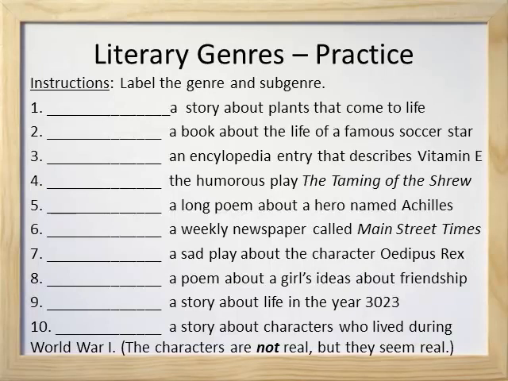Number 5. A long poem about a hero named Achilles. Number 6. A weekly newspaper called Main Street Times. Number 7. A sad play about the character Oedipus Rex. Number 8. A poem about a girl's ideas about friendship. Number 9. A story about life in the year 3023. And number 10. A story about characters who lived during World War I. The characters are not real, but they seem real. Pause the video while you work, and we'll check the answers in a moment.